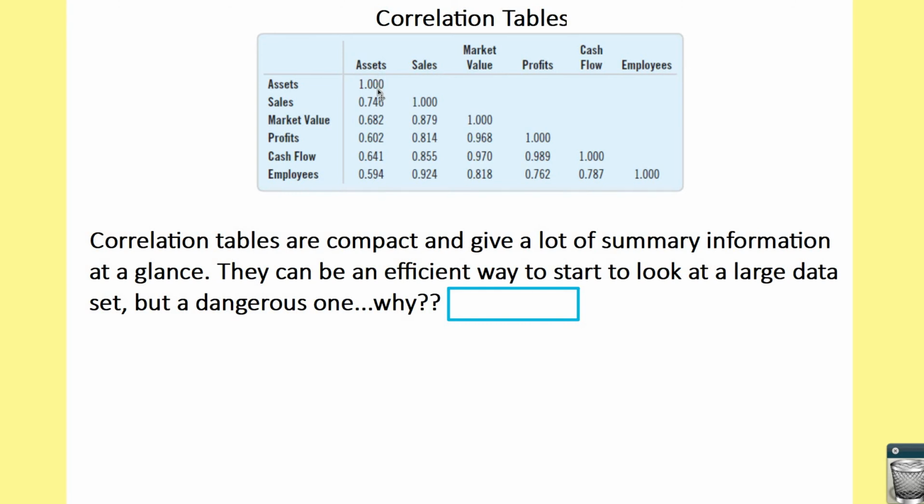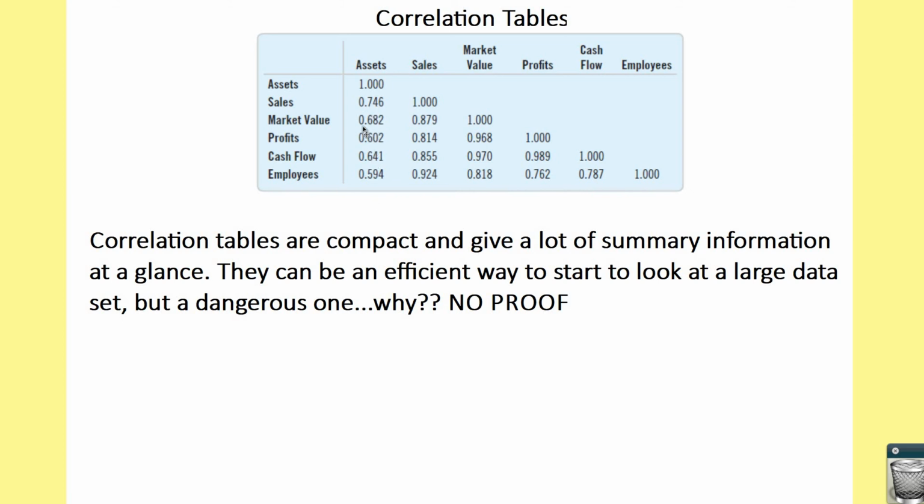My data better be related to itself. Okay. But then here, it's got all the R values right there, which is great. However, what's wrong with this? This could be very dangerous. I hope you said there's no proof. There's no scatter plot. How do I know that these are linear relationships? How do I know that there's any relationship at all?